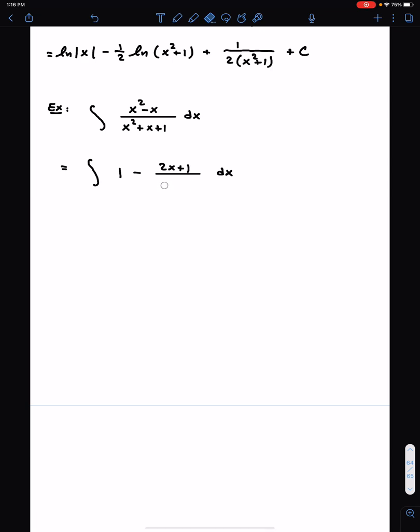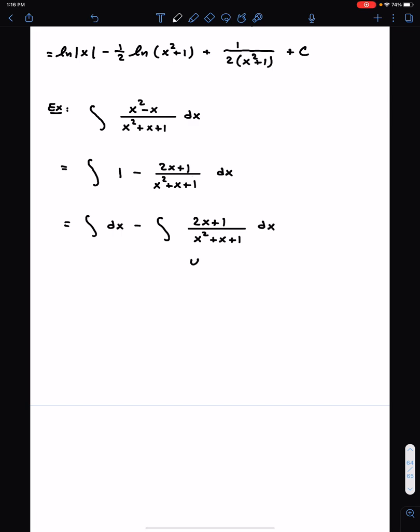The denominator does not factor, so I'll leave it as x squared plus x plus 1. Okay, I can integrate 1 with respect to x. So the integral of 1 with respect to x minus the integral of 2x plus 1 divided by x squared plus x plus 1 dx.